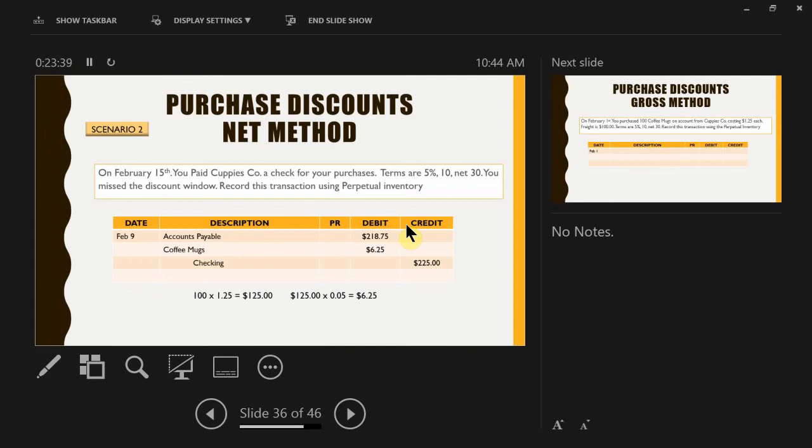So this one's pretty straightforward. You don't have to deal with any contra accounts. The only account you're dealing with is just inventory and inventory only. So again, everything goes into inventory. Everything comes out of inventory.